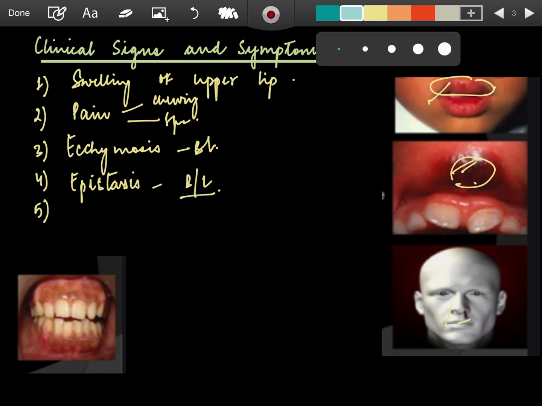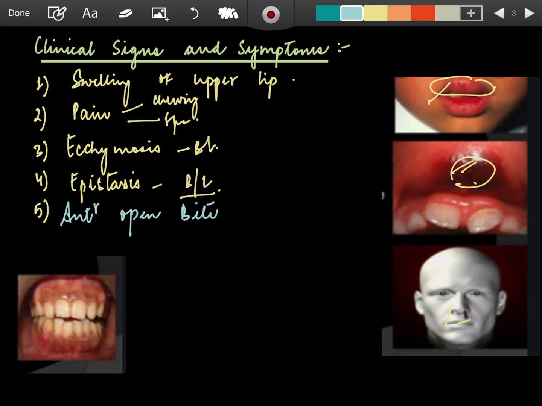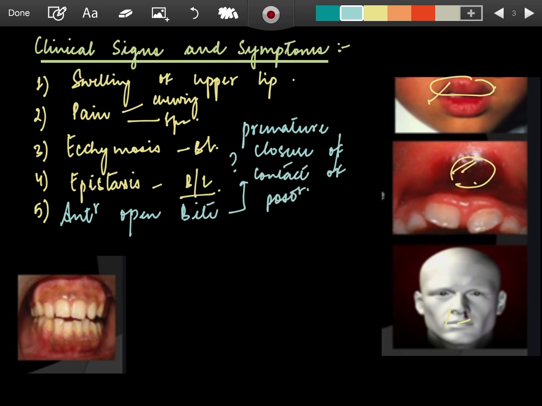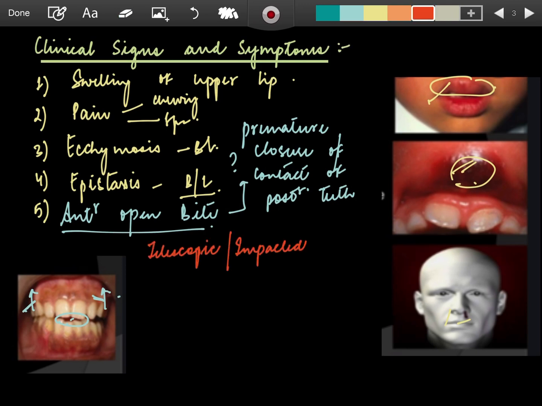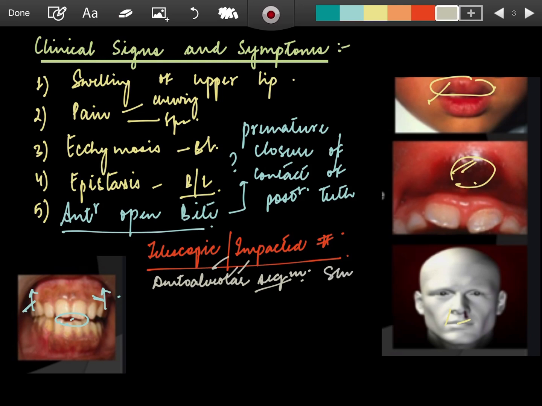It may be a bilateral fracture. Sometimes there is an anterior open bite. But why does it occur? Because there is a premature closure or contact of the posterior teeth, so the anterior teeth look like they are opening, so it is called an anterior open bite. It basically occurs when the LeFort fracture occurs in the telescopic or impacted form. That is called a telescopic or impacted fracture, because the dentoalveolar segment becomes stuck in the posterior part. So there is premature closure of the posterior teeth leading to the anterior open bite.